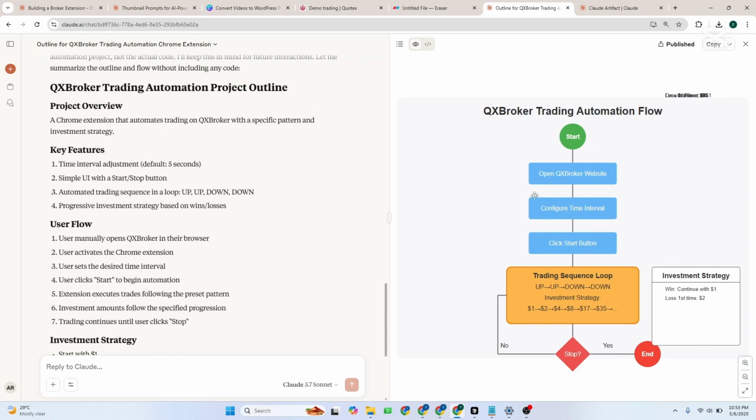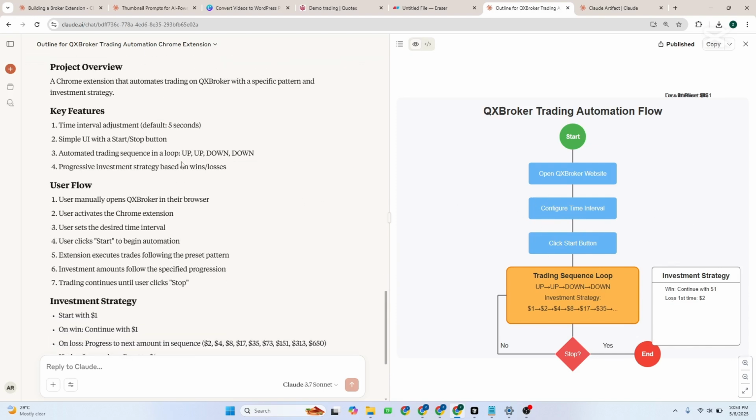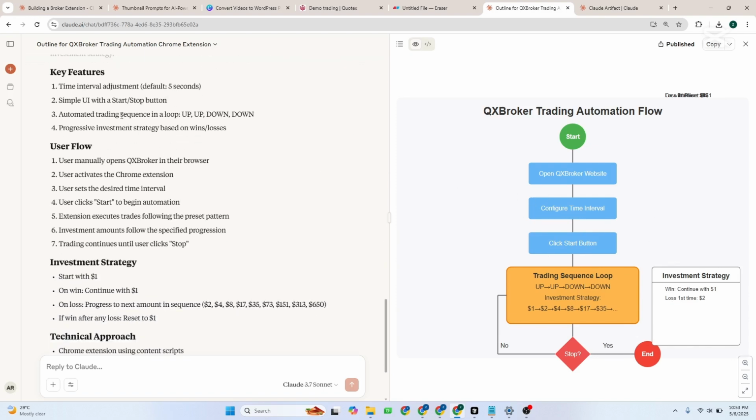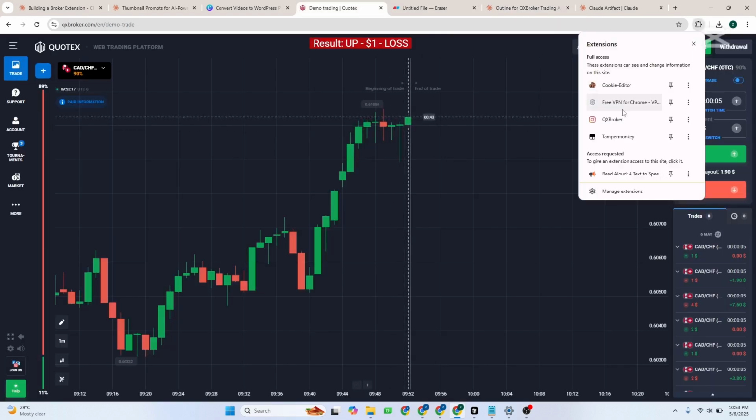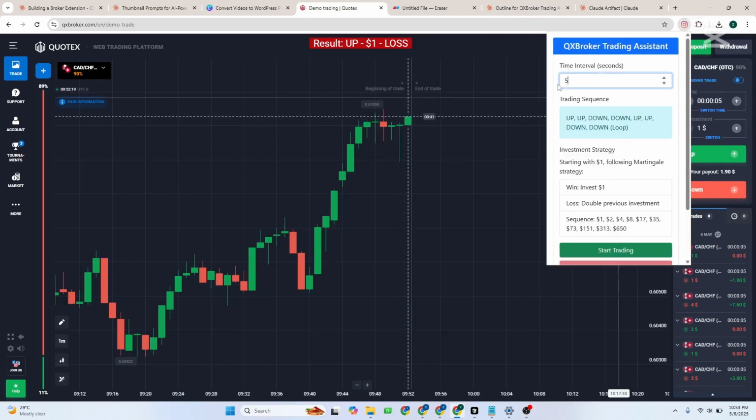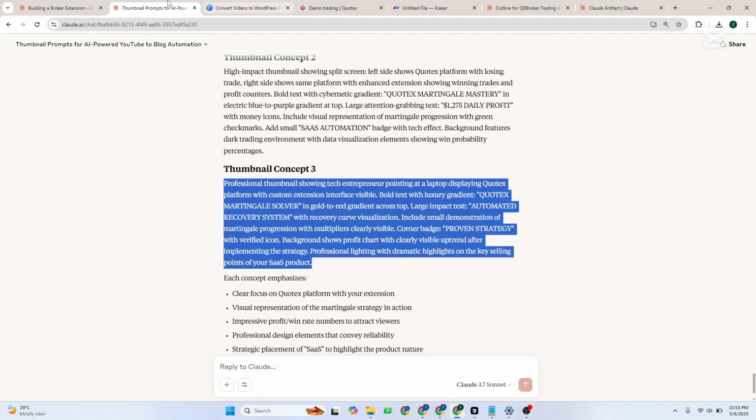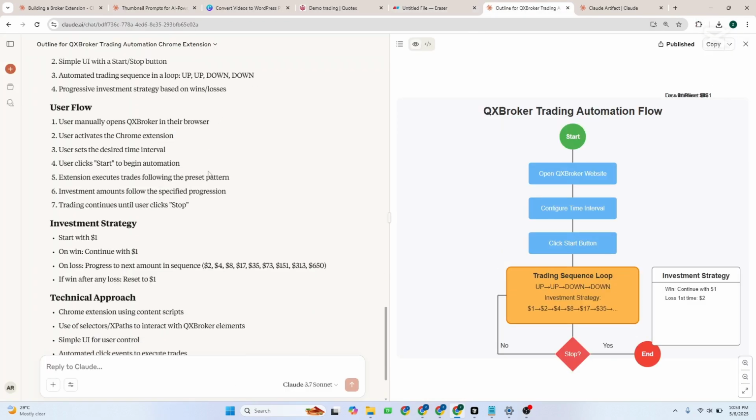You can easily understand the flow, you can read the document, you can take a snapshot. This is called the Martingale strategy, and right now it works with just 5 seconds because I have put 5 seconds there. But obviously you can click over here and change the seconds. You can make it 10, 20, or anything. Okay, and if you have any questions, you can ask me. And this is the flow.